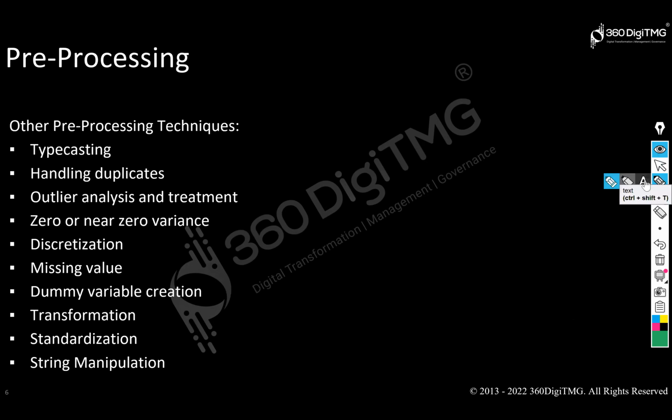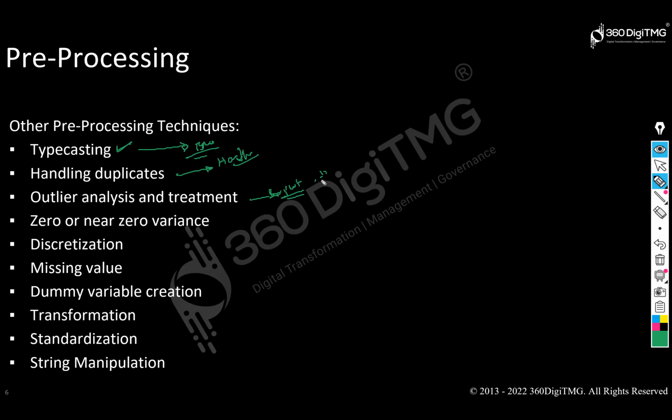Now, what are the pre-processing steps? Typecasting. Typecasting is nothing but checking the data types, whether it is a float, integer, boolean, string, or complex. Handling duplicates. If there are any duplicate values, how to handle them? Then outlier analysis. We will do box plots and histograms. How will we treat it? Using winsorization. All these techniques we will use. Winsorization is there, 3 sigma testing is there.